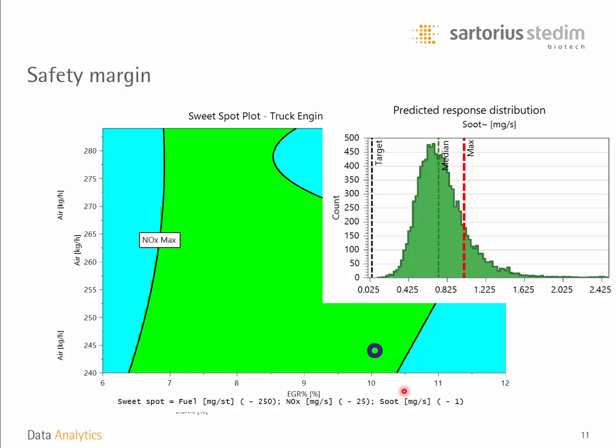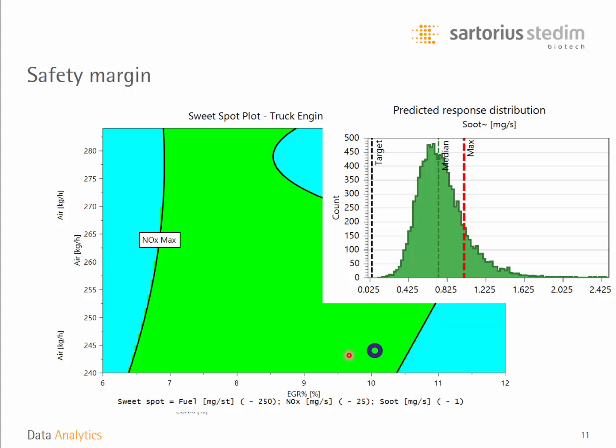soot. In the histogram inserted here, we see the result of 1 million predictions at this point based on Monte Carlo simulations, and we can see that a rather large proportion of these predictions are actually at risk of exceeding the maximum setting. So clearly we are very, very close to the border in this case, and maybe the safety margin isn't large enough, and this red dashed line should probably be over here for us to consider this as a safer coordinate.